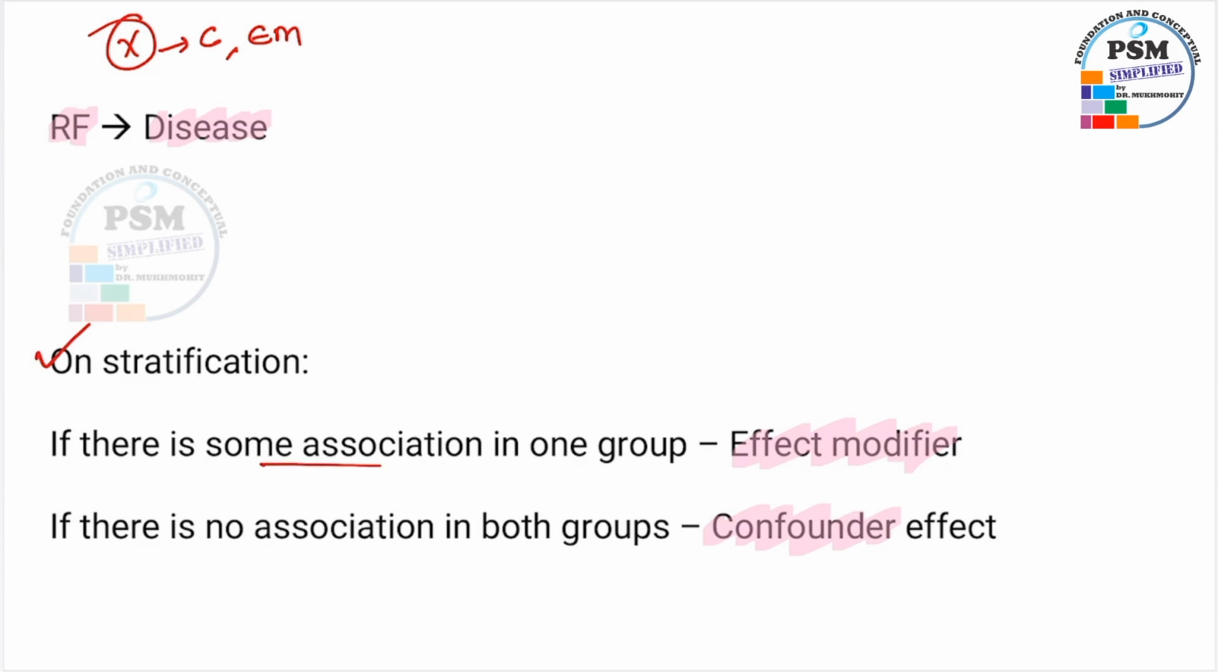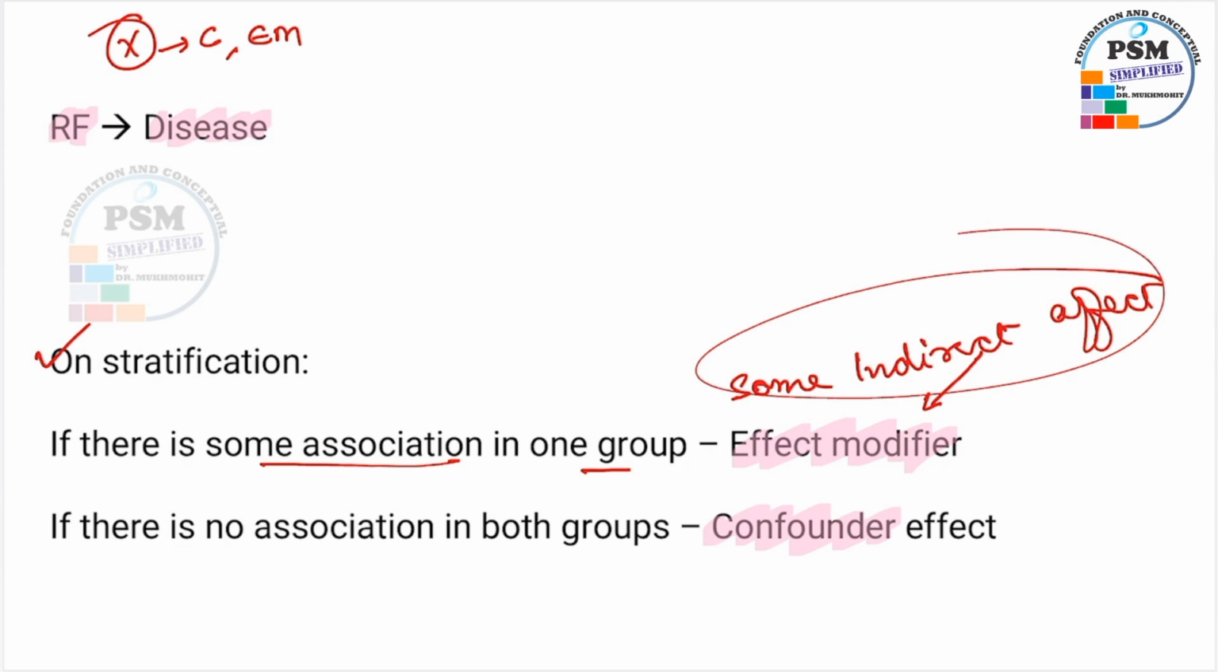If there is some association in one group, it is called an effect modifier. That means there is some indirect effect of the risk factor on the disease. But if there is no association in both the groups, that factor is called a confounder. That means it was just showing a delusion or hallucination kind of phenomenon. That factor is called a confounder factor, which in reality does not have any effect on the disease. It just confounds the result.